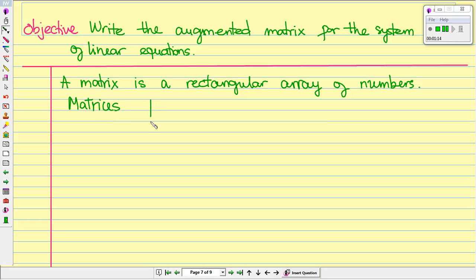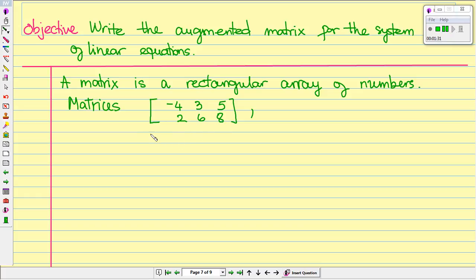So if I have this matrix, it has -4, 3, 5, 2, 6, 8. So this is one matrix. In this matrix, you can see right here that it has 2 rows and 3 columns.